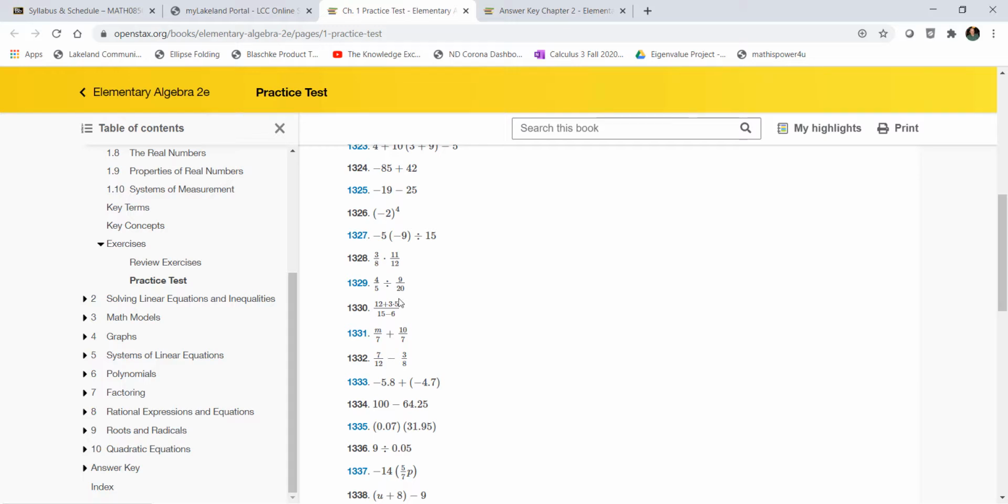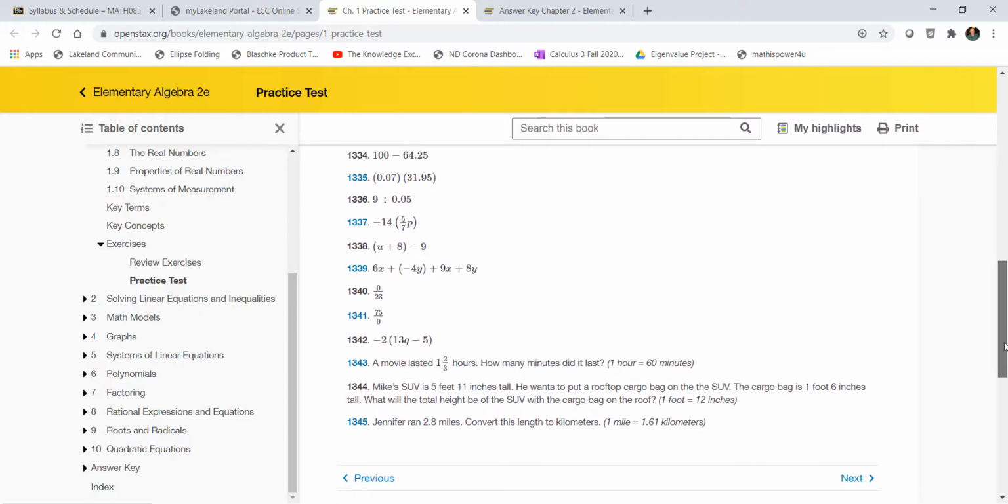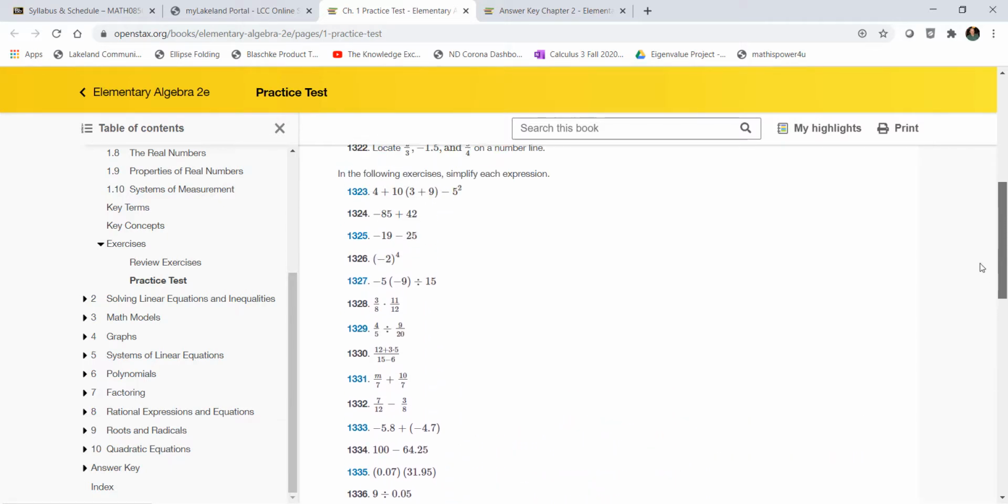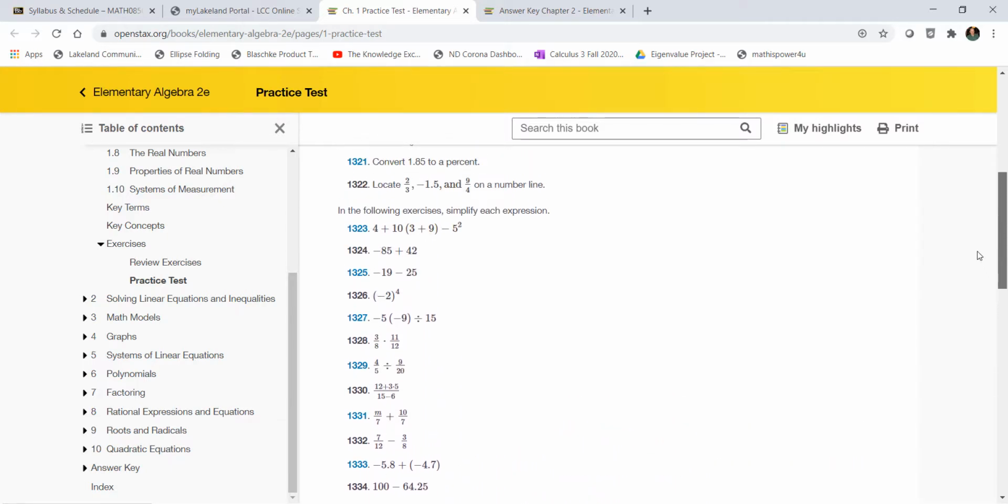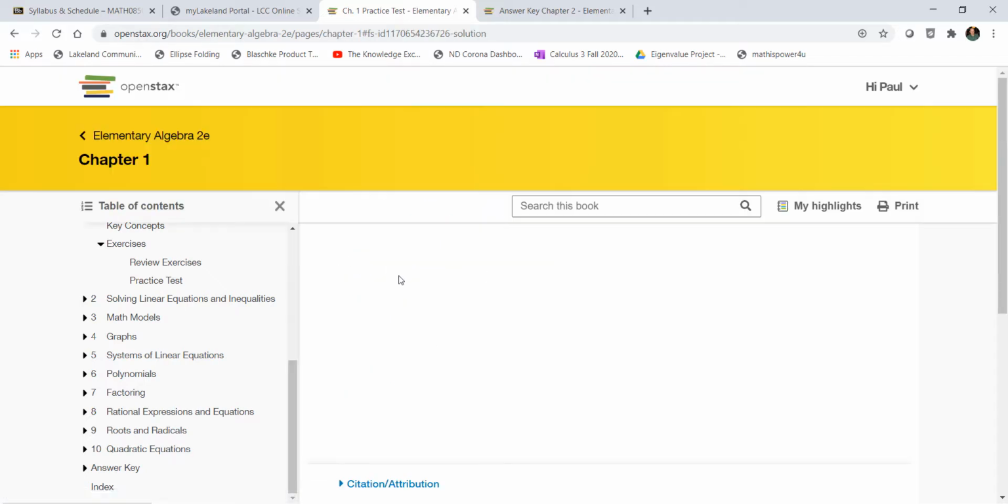Can you multiply fractions and add them and subtract them? Do you remember that you need a common denominator? Things like that. I don't expect you'll be able to do all of these. I expect you'll be able to attempt them and do most of them and ask questions. So if you write out problem 1323 and you work it out and you can't come up with the answer, well, I'm clicking there to find what the answer is.